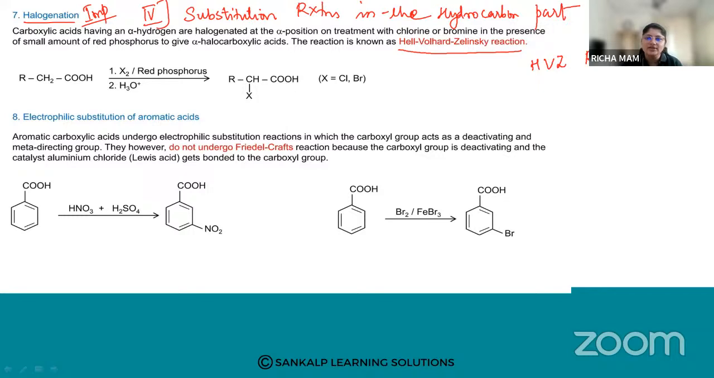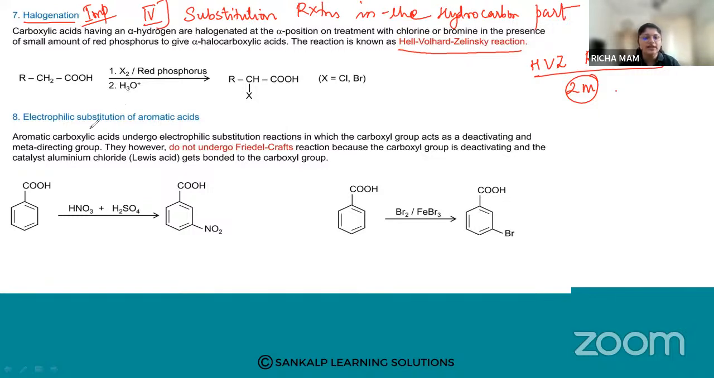So there can be a question: explain HVZ reaction, or Hell-Volhard-Zelinsky reaction, with an example for 2 marks. So this is a 2 marks question. Explain the Hell-Volhard-Zelinsky reaction with an example. Okay, so what is happening here?